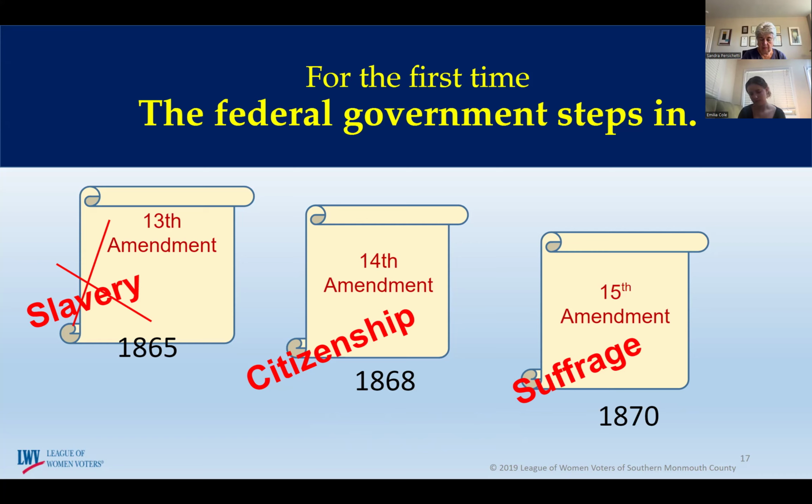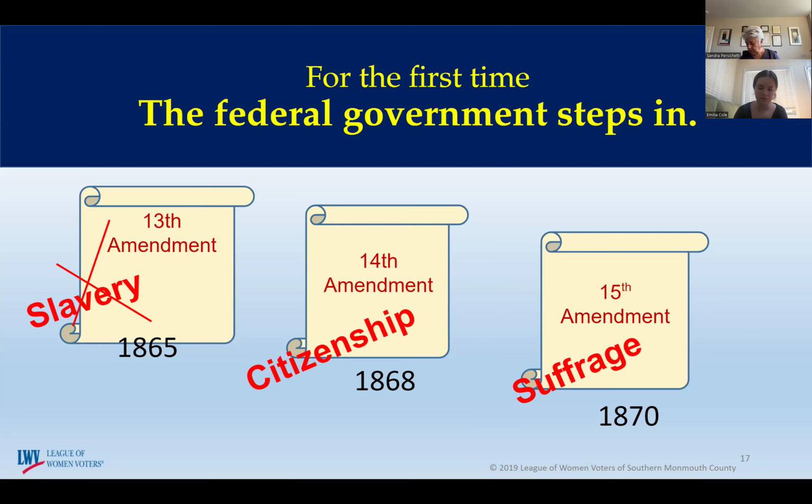The 15th Amendment states that, quote, the right of citizens to vote shall not be denied by the United States or by any state, and those are the words that are really important, on account of race, color, or previous condition of servitude. So the 15th Amendment is the first time that the federal government steps in on the question of voting. Who has the authority to decide who votes? And in most cases, the answer is the states. This is the first time that there's a limit put on the states over that authority.